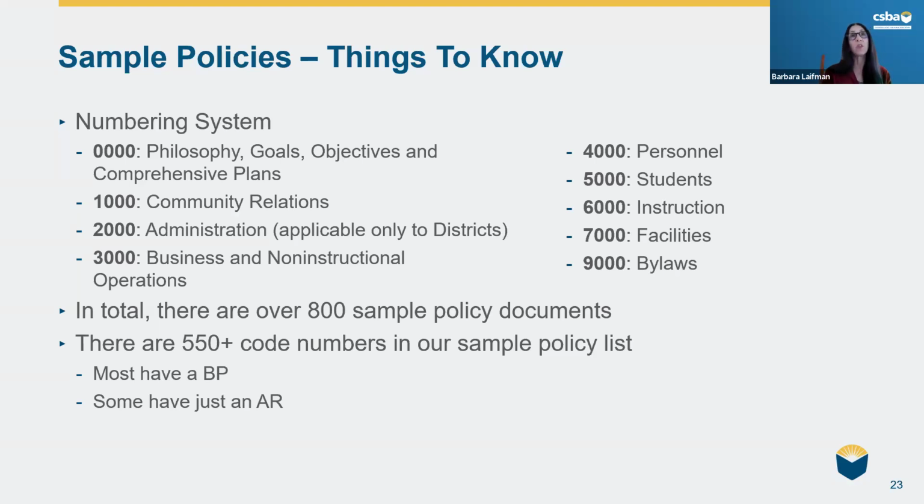And then in terms of the number of our entire manual, in terms of total policy documents, we have over 800 total documents. And in terms of code numbers, about 550. And as you know, that plays into what I was just discussing before, that for each code number, we might have more than one document. There might be a policy, a regulation, an exhibit. Usually there's a board policy. Once in a while, if it's just, I shouldn't say just, but if it focuses on procedures, we may just have an AR. But that's not the usual, but it does happen. All right, next slide, please.